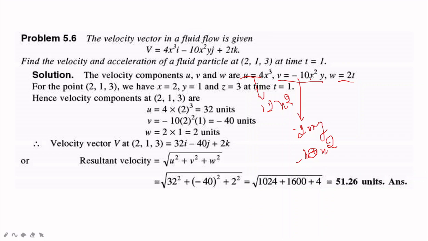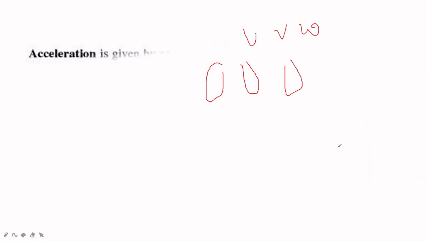Here, when we come to w is equal to 2t, ∂w/∂x, the x term is not there, 0. ∂w/∂y term is not there, 0. ∂w/∂z term is not there, 0. Then ∂w/∂t, yes, the t term is there, so ∂w/∂t is 2. Okay, so this is done here.